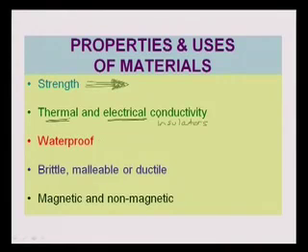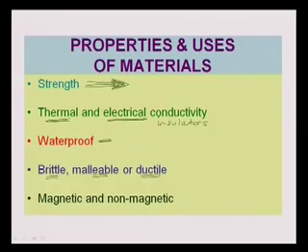And another thing is that some materials, due to their properties, apart from being waterproof, are brittle, malleable, or ductile, and we need those properties for specific uses. We'll explain those a little more. Remember them: brittle, malleable, and ductile. We'll come back to those. Nothing to do with ducks. And the last part is materials being magnetic and non-magnetic.